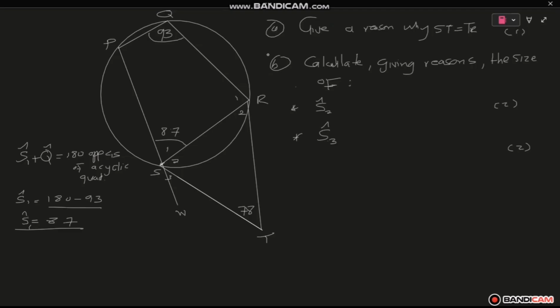So they wanted us to prove or give a reason why ST equals TR. We can see that TR and ST are equal, but let's give a reason. We can say angles. Okay, let me try to highlight here. 93, we have Q is equal to S2 plus S3. Then the reason will be exterior angle of a cyclic quad. But we cannot solve for S2 because we do not have S3. Let's find S2 first by actually checking this triangle.